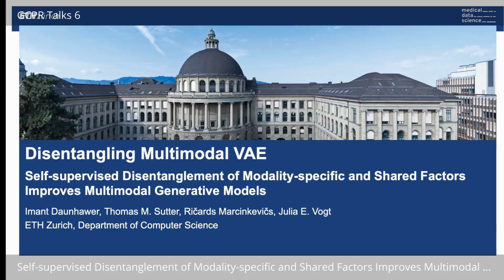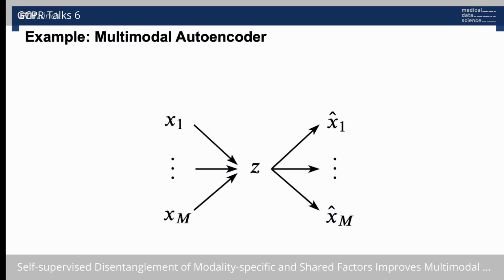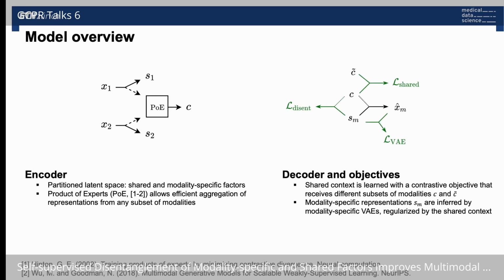We present the disentangling multimodal variational autoencoder, a multimodal generative model that disentangles modality-specific and shared factors in a self-supervised fashion. A multimodal generative model learns a joint distribution over a set of input modalities x1 up to xM, and ideally, it should be able to handle missing modalities for many-to-many inference and many-to-many conditional generation.